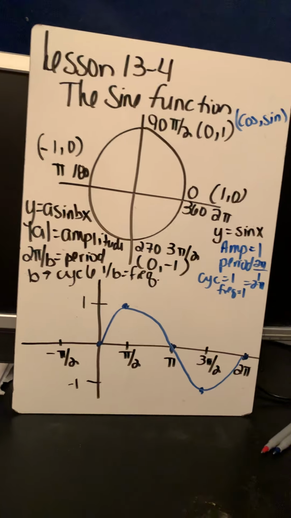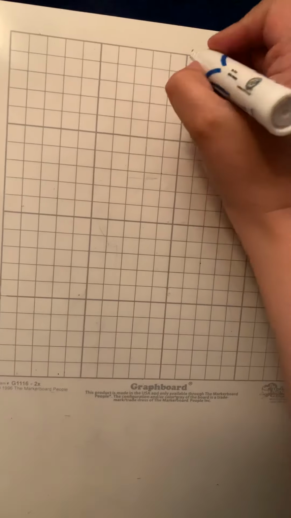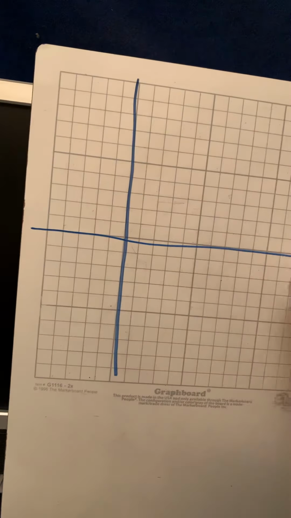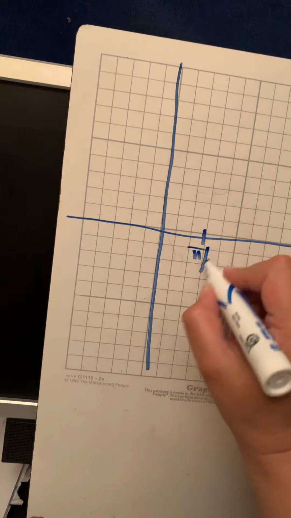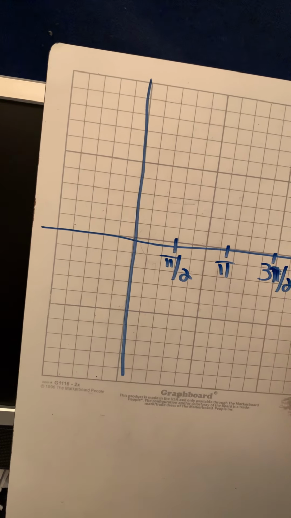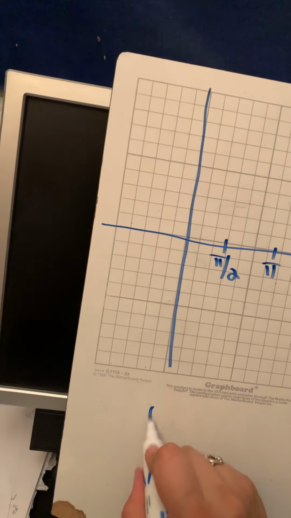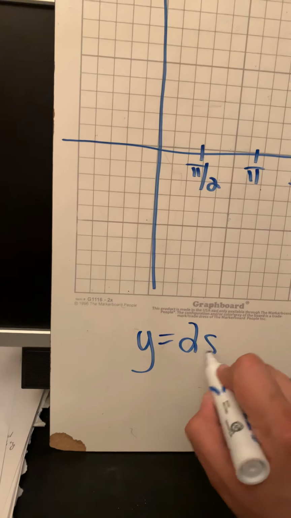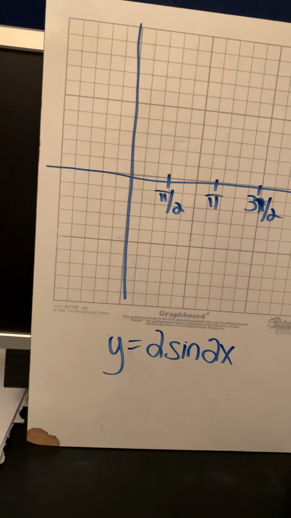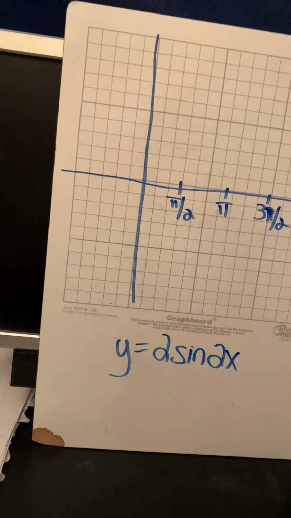So let's say I now wanted to graph, let's do this one here. I'm just going to come down like this. We'll do pi halves, pi, and these are the ones you're going to use all the time. Let's say I wanted to graph y equals 2 sine 2x. You can't factor anything out of there. There's no factoring out.